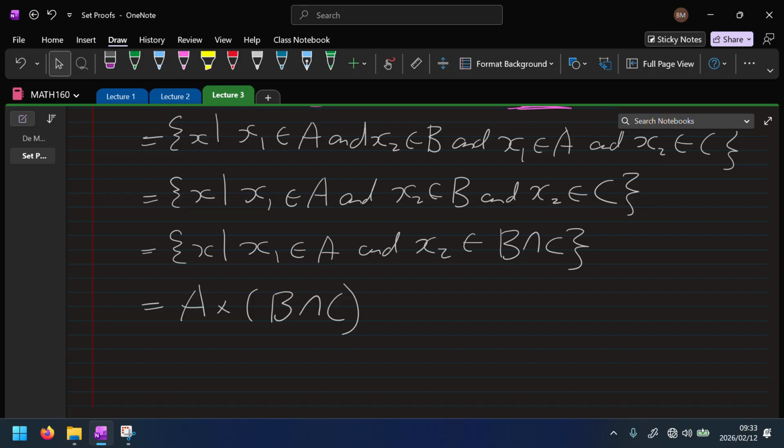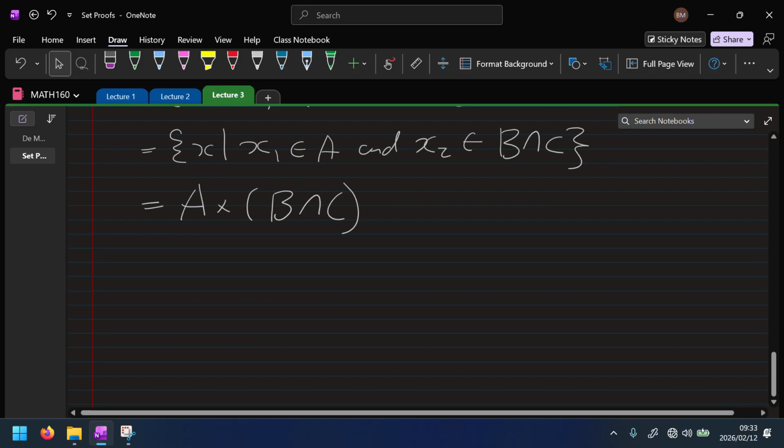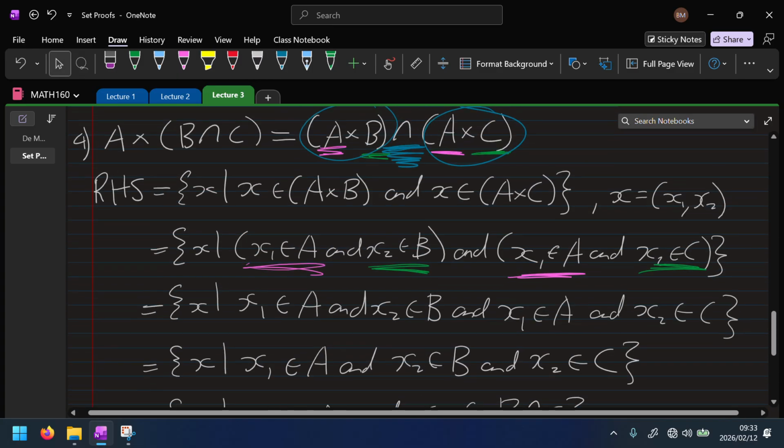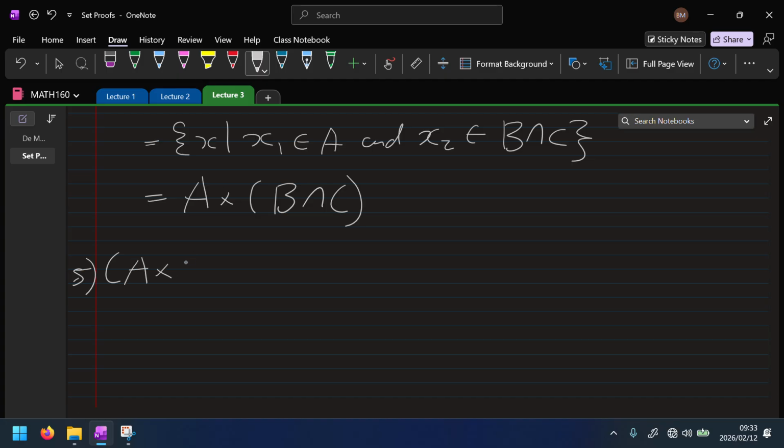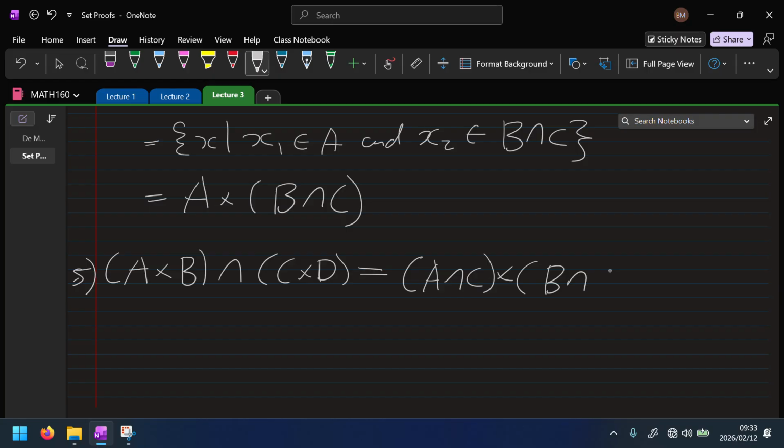So I'll leave one more for homework, and then we'll call it a day. So number 5, this will be for homework. We have A cross B, intersection with C cross D, is equal to A intersection C, cross B intersection D. Okay. So that one's for homework.